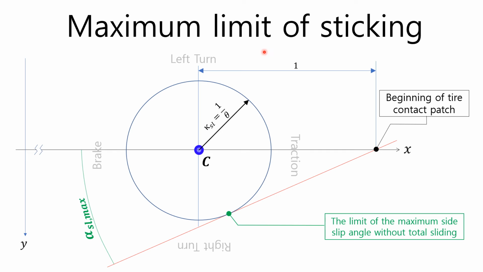Let's think about the maximum limit of sticking. If you draw a tangential line passing through the starting point of the tire contact patch and meeting the combined slip circle at one point, you can find the angle at which it meets the x-axis. This angle is the maximum limit of side slip angle at which total sliding does not occur in the combined slip.